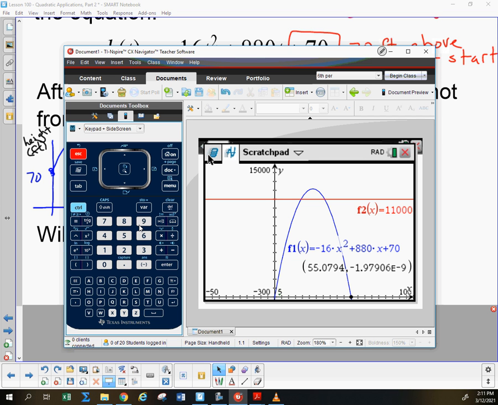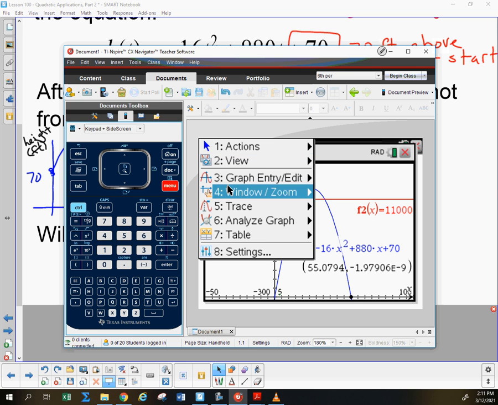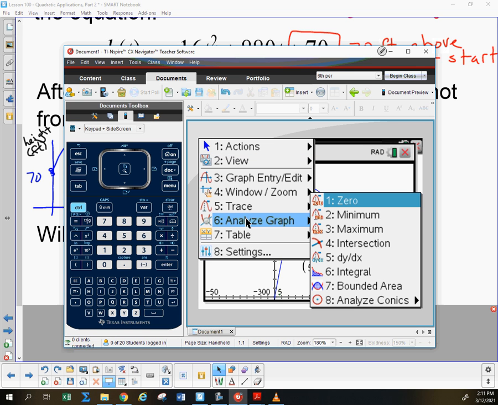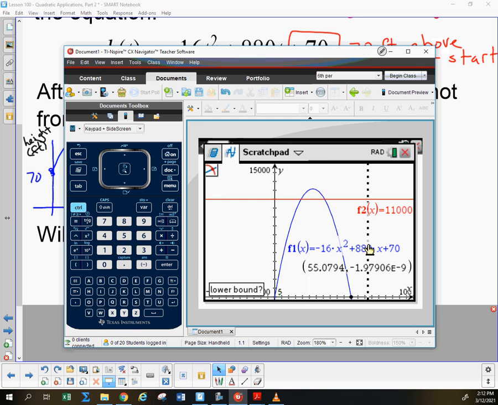So, will it reach 11,000 feet? Yes, it will. It will actually reach it twice. It will go through 11,000 feet and keep going up just a little bit, and then it will hit 11,000 again as it comes down. So if I want to know when it will reach 11,000 feet, then I need to do menu, analyze graph, but now I want to know where the parabola and the line cross or intersect.